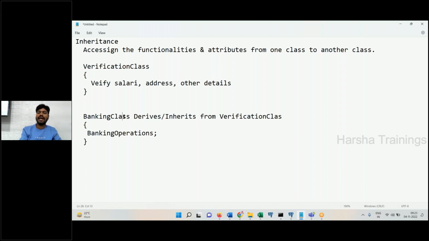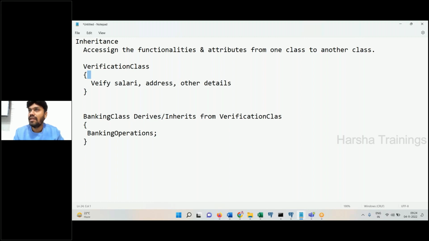So here, banking class inherits. I have been inherited from my parents, so I am the child now. So banking class inherits from verification class, meaning that banking class is a child class, whereas verification class is a parent class. So inheritance is the concept of establishing a relation between two classes, where one class acts as parent and the other acts as child.